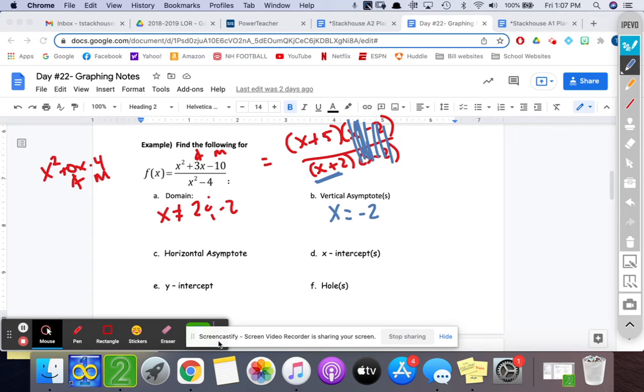Now, my vertical asymptote is x equals negative 2 because negative 2 would make that piece equal to 0. Horizontal is still talking about the degree. Of those three cases, the top is equal to the bottom, so we're going to divide the leading coefficients. So 1 divided by 1, y is equal to 1.